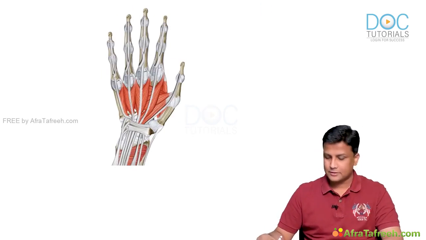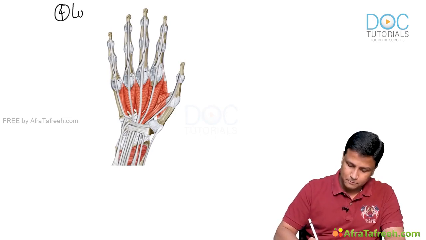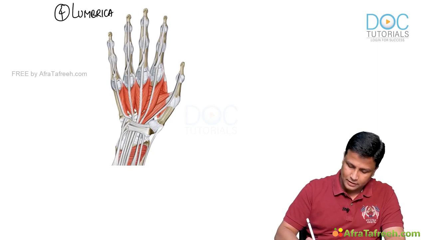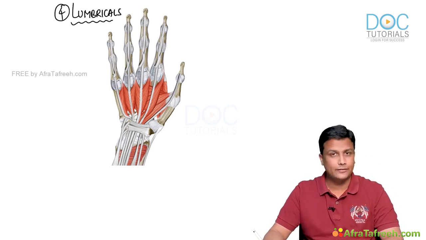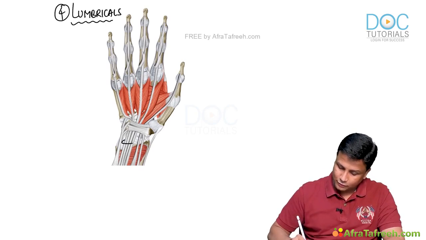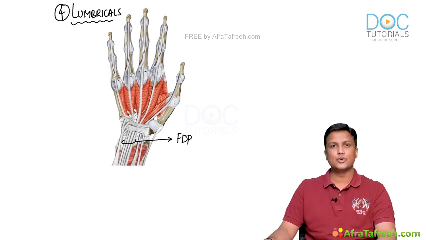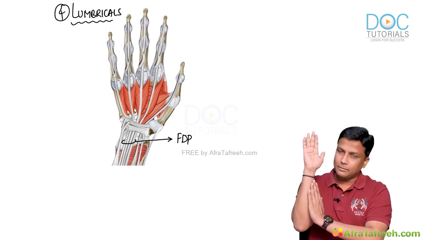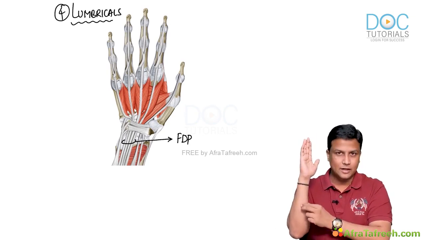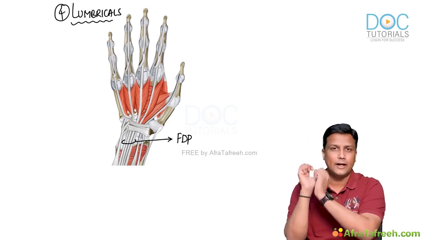Now look at this diagram, guys. In this diagram you are able to find the 4 lumbricals. Where are those 4 lumbrical muscles present and how do we identify them? First of all, try to appreciate that there are 4 tendons here, and these 4 tendons are of the FDP muscle, flexor digitorum profundus. In the anterior compartment of the forearm you have flexor digitorum profundus, and the 4 tendons are entering into the hand here.